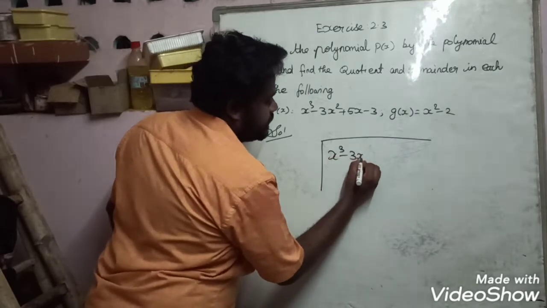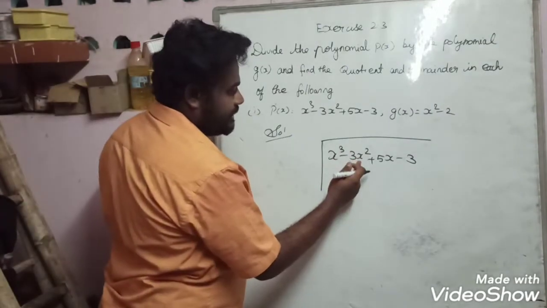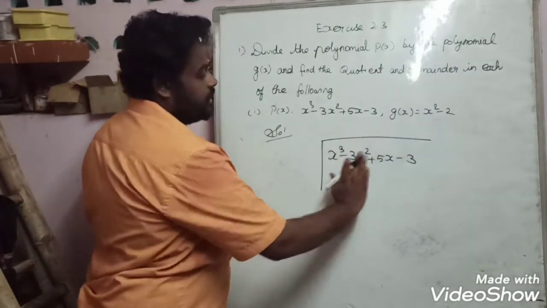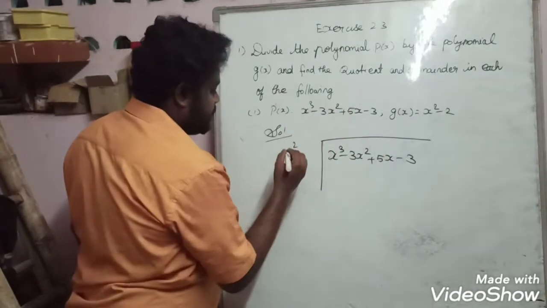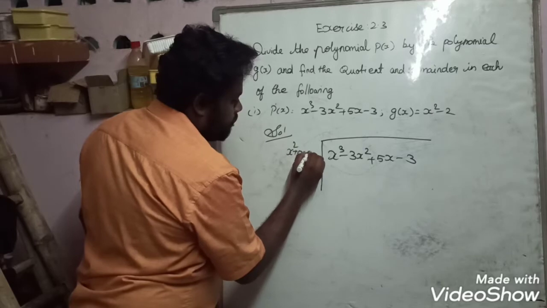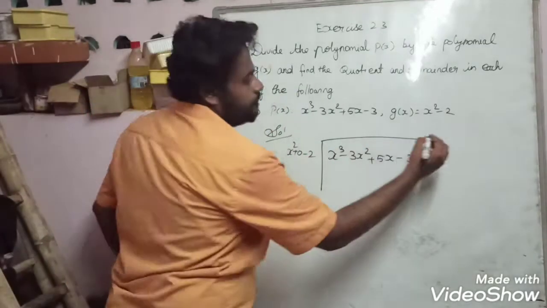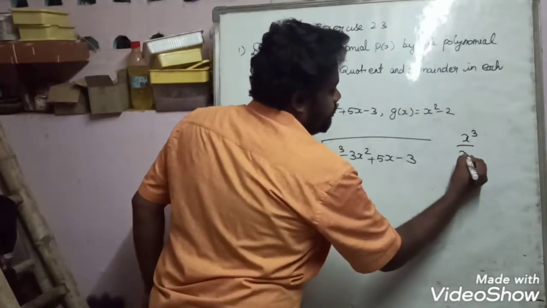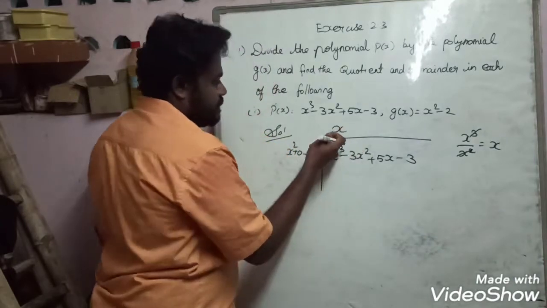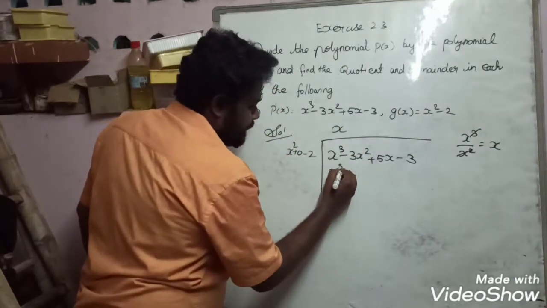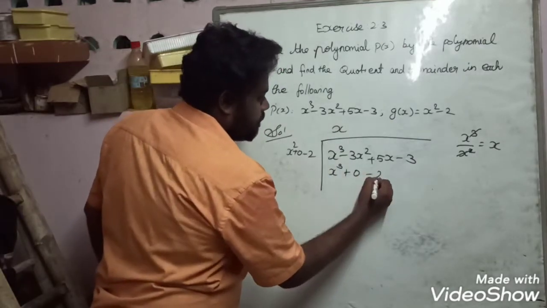x cube minus 3x square plus 5x minus 3. Here x cube and then x square, x and 3. All the degrees, all the variables are there. Here x square, there is no x term. Because of that I put 0 minus 2. So now we compare the first term. x cube divided by x square, we get x. The first multiple is x. So x into x square, x cube, x into 0 plus 0, x into minus 2, minus 2x.